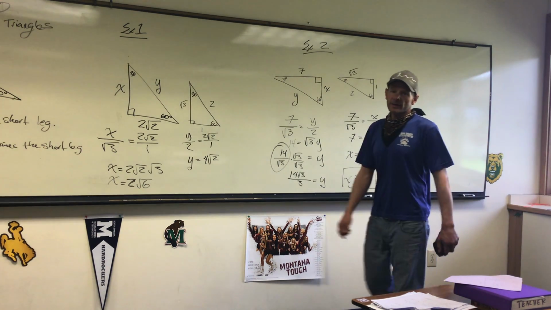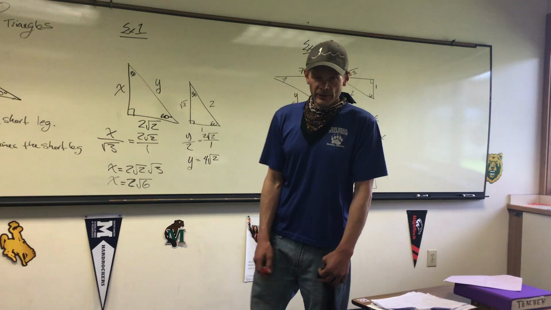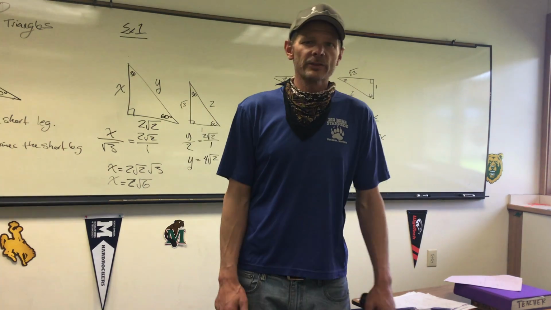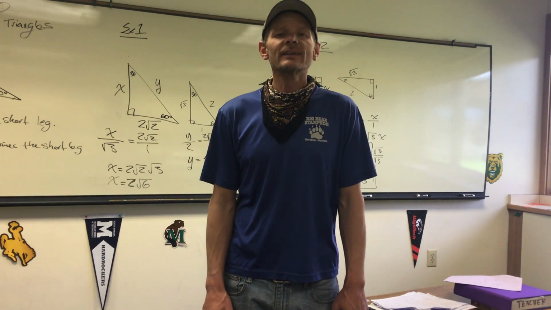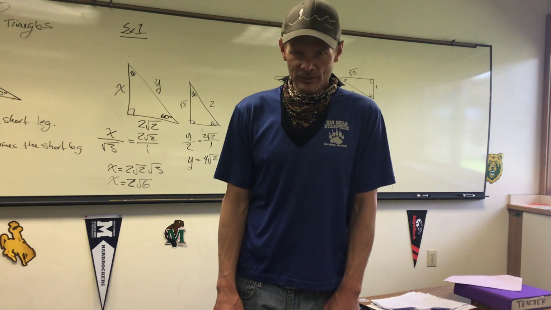So, 30, 60, 90 triangles. Remember that the hypotenuse is always twice the short leg, and the long leg is square root of 3 times the short leg.